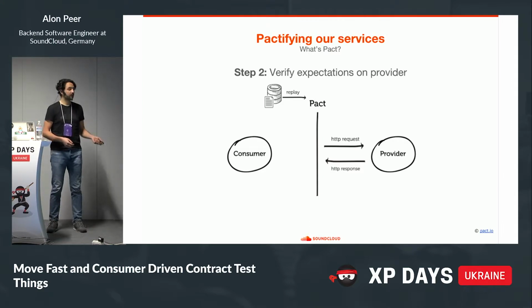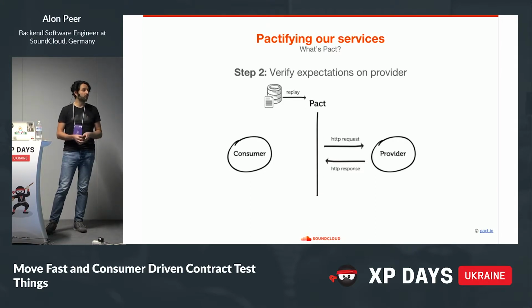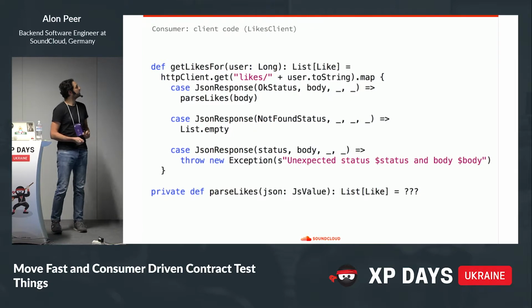So what I would like to do now is walk you through an example of how to take an existing unit test on your consumer that currently uses mocks or test doubles and replace those with the Pact framework. And I'm going to be using Pact JVM and Scala for this example. So let's take a look.